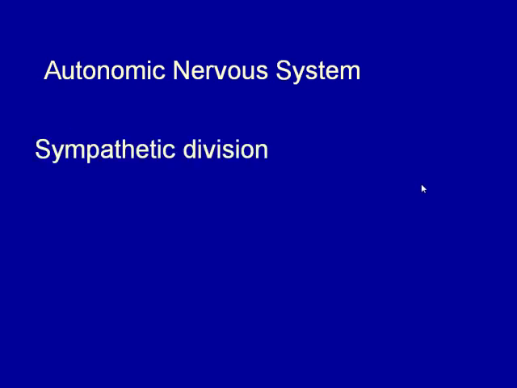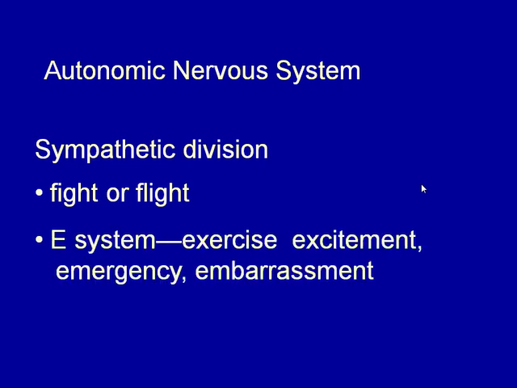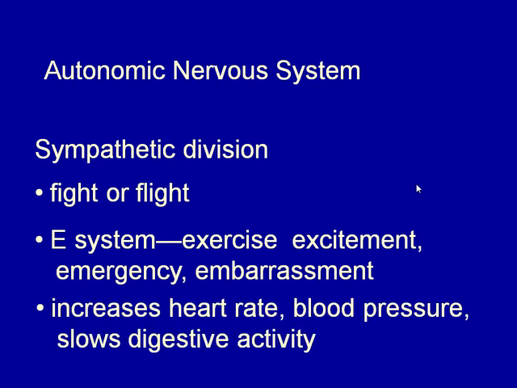The other part of the autonomic nervous system is the sympathetic division. This is your fight or flight system, sometimes called the E system because it kicks in any kind of stressful situation like exercise, excitement, emergency, even embarrassment. This one causes the heart rate to increase. It increases blood pressure and respiratory rate. It will slow digestive system activity.